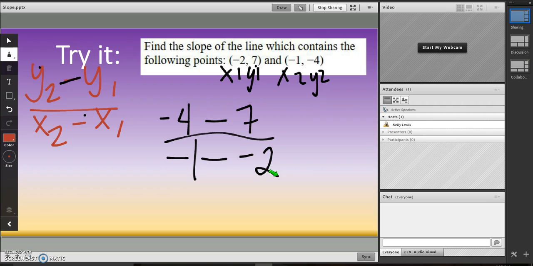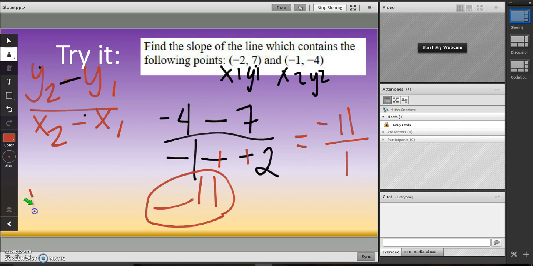All right, so the rule says minus a negative is the same as plus a positive. Okay, so now we need to simplify. Negative 4 minus 7. You owe me $4, you owe me $7 more. You owe me $11. And then negative 1 plus 2. You owe me $1, but you have $2 in your pocket, so there's just $1 left. And if we simplify, negative 11 divided by 1 is just negative 11. So our slope is negative 11. Let's do it again.